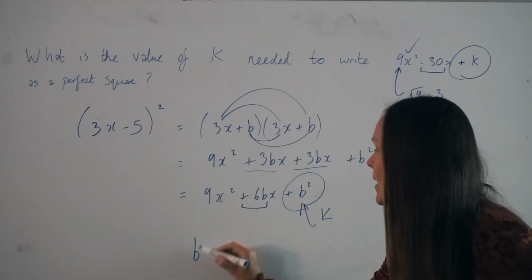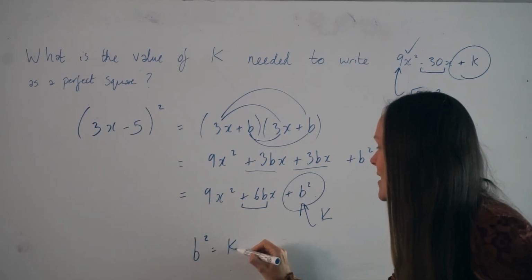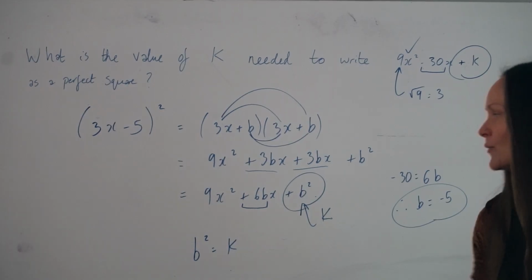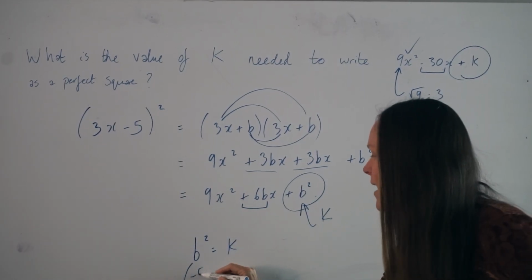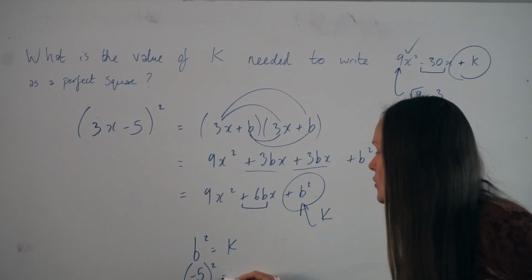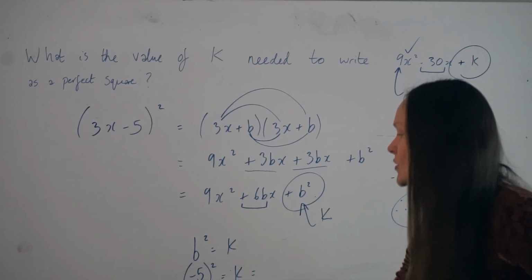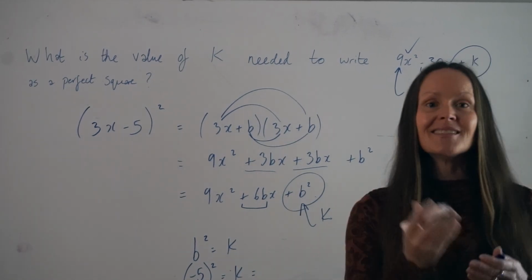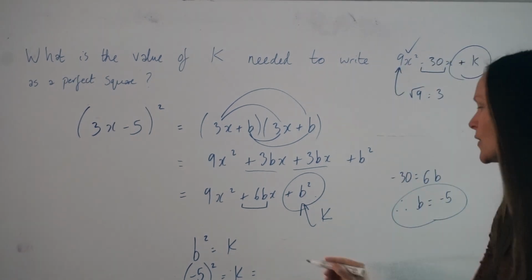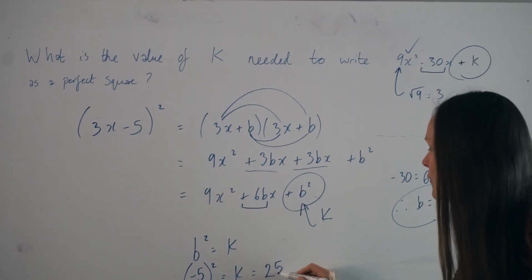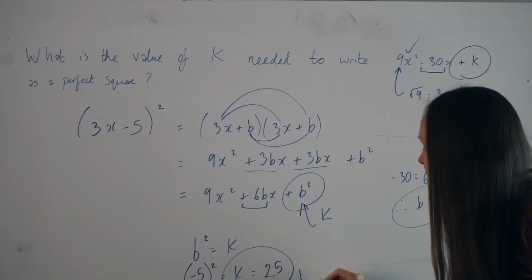Since we worked out what the value of b is, we can work out the value of k. If b squared is equal to k, and b is equal to negative 5, we have to square negative 5 to work out the value of k. So negative 5 all squared is just negative 5 multiplied by itself, which is positive 25. So that is the value of k.